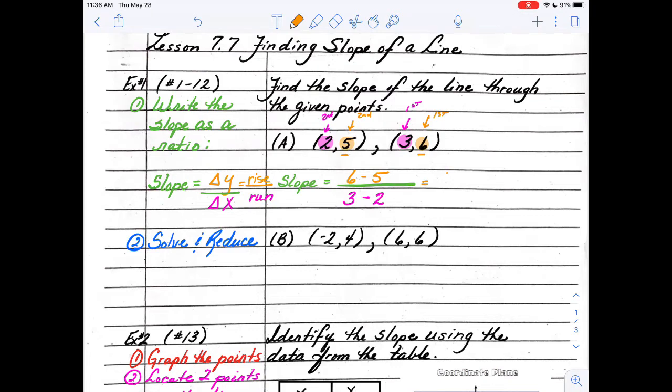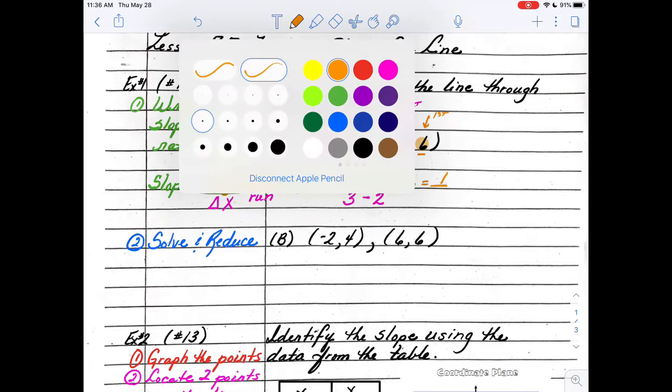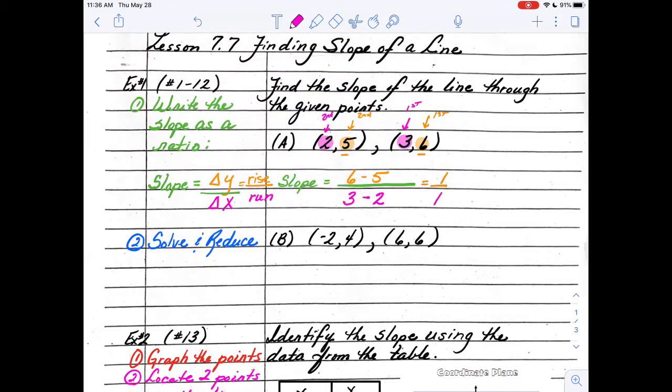6 minus 5, 1. 3 minus 2, 1. And now reduce and solve. Well, 1 over 1 gives me the whole number 1. Remember, I don't want mixed numbers. I can have whole numbers or improper fractions as long as they're reduced. So this slope would be 1, meaning my rise is 1, my run is 1, so it'd be up 1 over 1, up 1 over 1. So that is my slope.